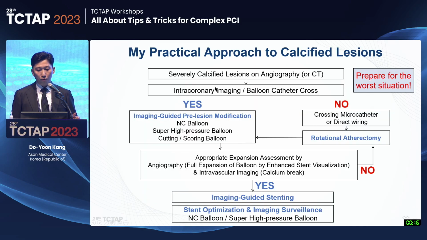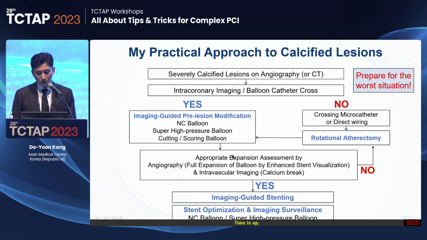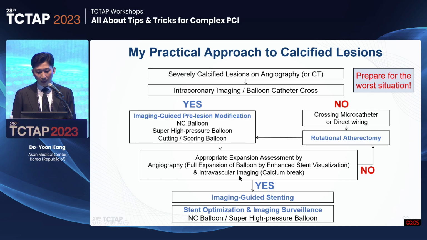This is my practical approach at Asan Medical Center. For a severely calcified lesion on angio, we use intracoronary imaging. If the catheter does not cross, rotational atherectomy is done. If it crosses, we do imaging-guided pre-lesion modification, and if there is still no calcium break, consider rotational atherectomy. After every effort at pre-lesion modification, imaging-guided stenting, stent optimization, and imaging surveillance would make a good result. And always prepare for the worst situation.